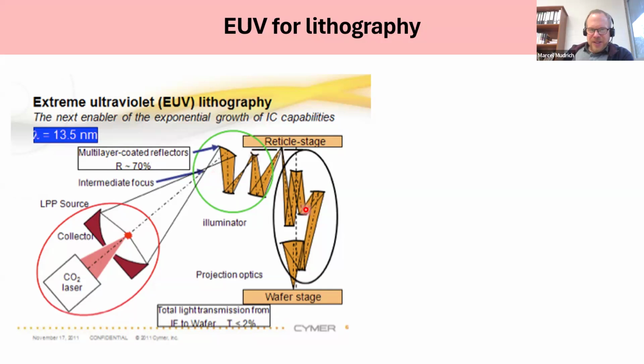means that for this complicated imaging system to image the mask placed here onto the wafer with these, how many is it? 7 or so reflections on the mirrors. The overall light transmission from this intermediate focus through the whole imaging system onto the wafer is on the order of 2%. So that is quite pathetic, 2% transmission, but that's the best the technology can provide for now.